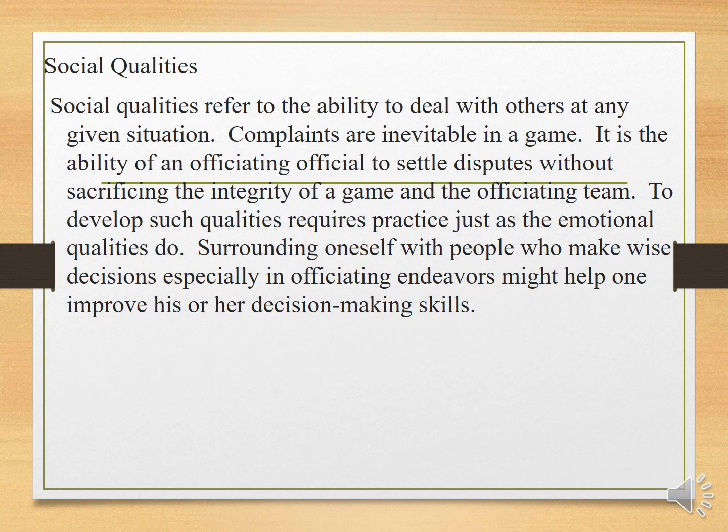Social qualities refer to the ability to deal with others in any given situation. Complaints are inevitable in a game. It is the ability of an officiating official to settle disputes without sacrificing the integrity of the game and the officiating team. To develop such qualities requires practice, just as the emotional qualities do. Surrounding oneself with people who can make wise decisions, especially in officiating endeavors, might help one improve his or her decision-making skills.